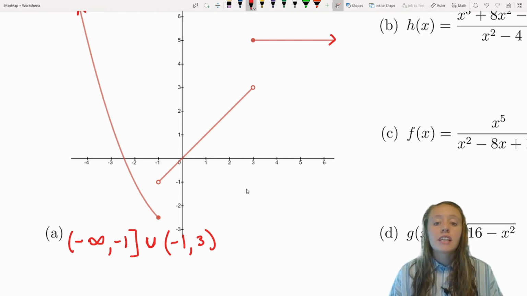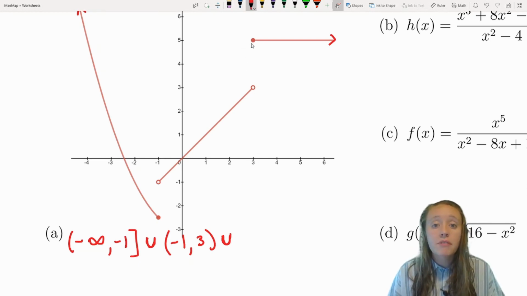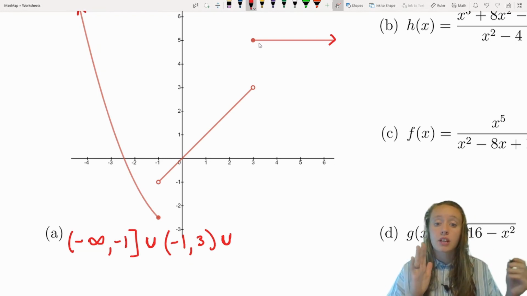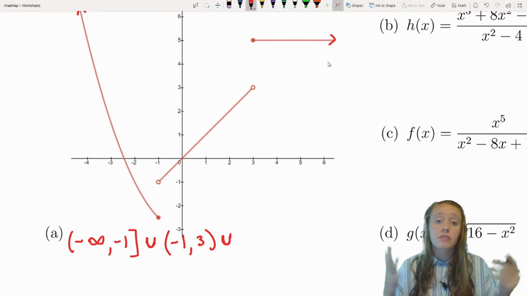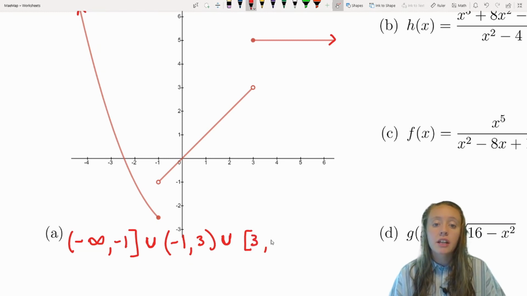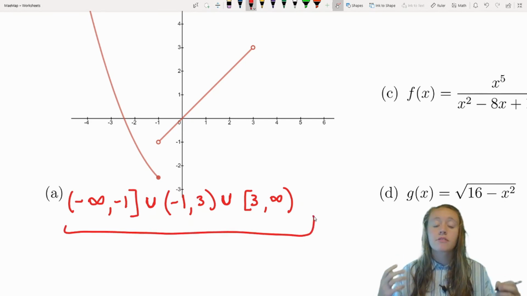And then lastly, I'm going to put my last U, so I'm going to also do the union of that, and when x is 3, my function is filled in, so that's included, and our x continues on towards infinity. You can see that arrow that I included in that diagram, our function continues on, and because our function is continuing on, x also continues on towards infinity. So then I have a bracket with my 3 because it's included, and my x does not have a stopping point, so it goes towards infinity. So there's my parenthesis.